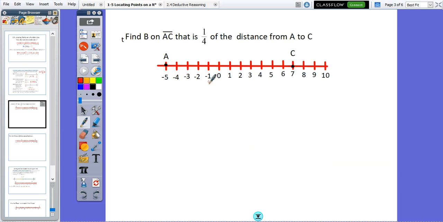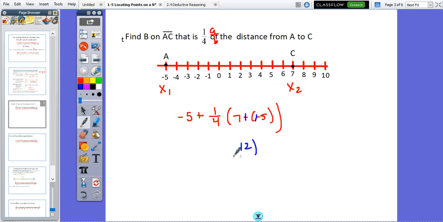So let's look at this in a different problem right here. Same issue. We're looking for a B that is 1/4 of the way between A and C. So this is our x1, this is our x2, and of course this is our a over b, our fraction up here. As we do this, we'll say our x1, -5, plus our fraction, 1/4, times x2 minus x1. So we're looking for 1/4 this time. 7 minus the -5 gives us a positive 12. So we're getting 12 in the parentheses, and we're looking for 1/4 of that to add to our -5.